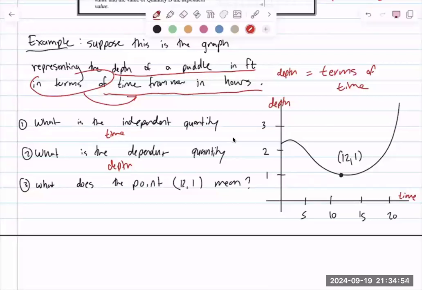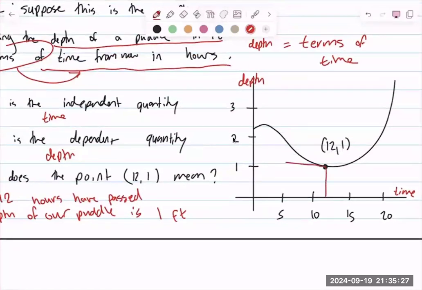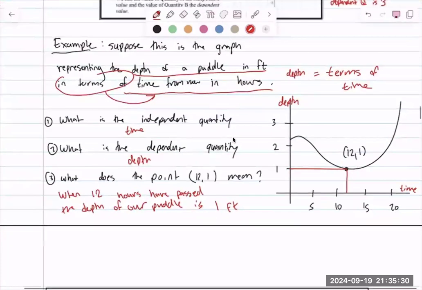Now, our third question asks us, what does the point (12, 1) mean? Well, that means when 12 hours have passed, so after something has happened to our independent quantity, when 12 hours have passed, the depth of our puddle is 12 feet. Okay, that's not 12 feet, excuse me, it is 1 foot. Careful there. So 12 hours in, the depth of our puddle is at 1 foot.